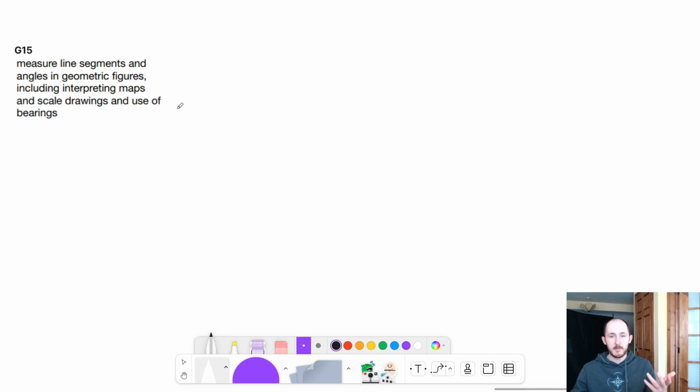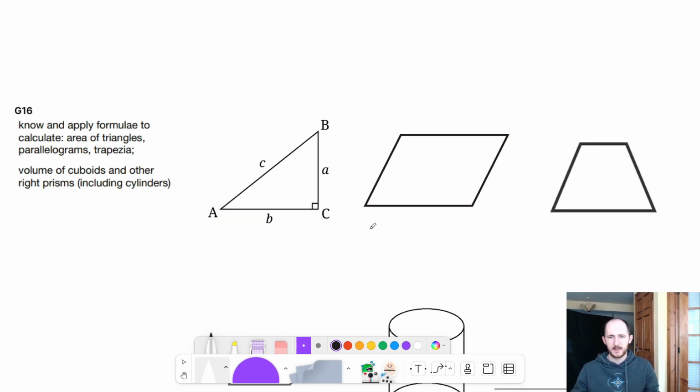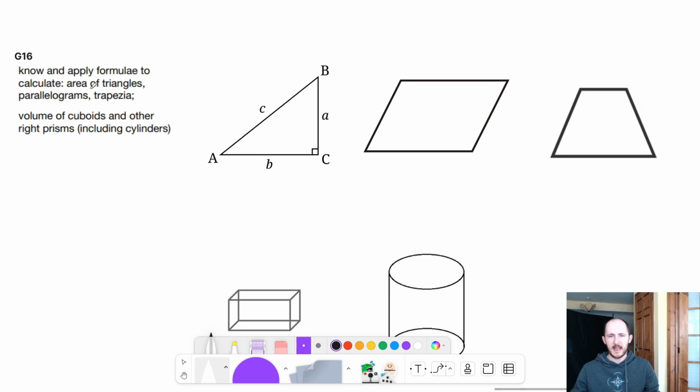You should also be able to measure line segments and angles correctly, so you need to be able to use a ruler and a protractor accurately, and in turn calculate things using those measurements. You should be able to calculate the area of all of these different shapes that we have here and volumes of these kinds of shapes.